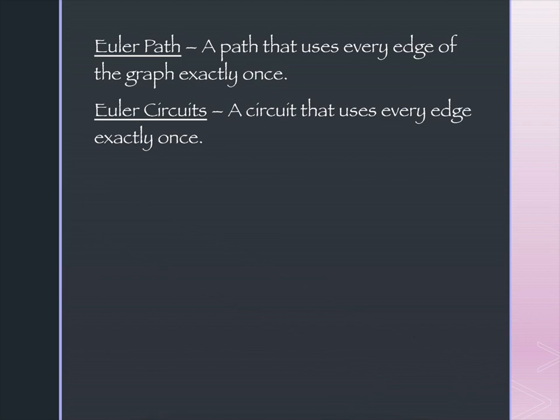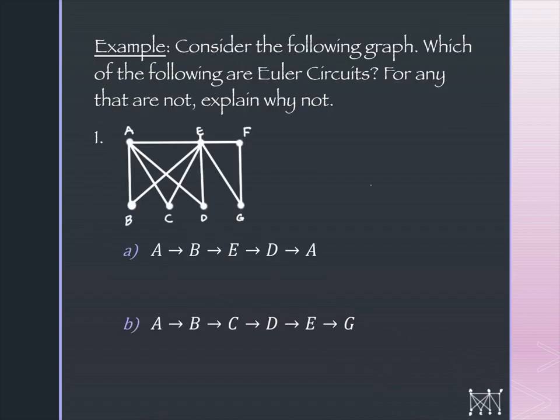Now, not all graphs have these. Some graphs don't have Euler paths, some graphs don't have Euler circuits, or they may have a path but not a circuit, so they could have one and not the other, and they could have neither. These do not have to be present in a particular graph that you're working with. So we're going to take a look at a graph. This is the one we're going to start with.